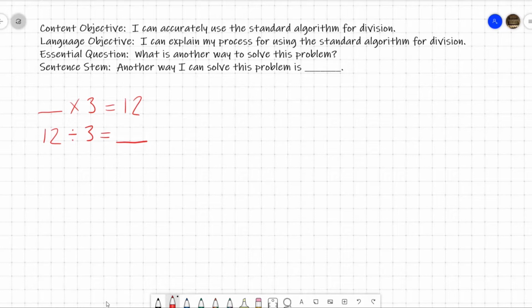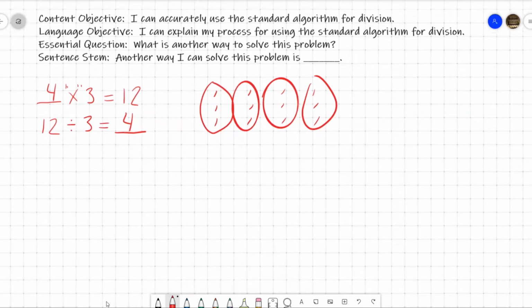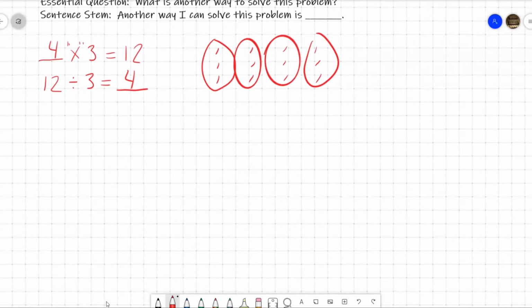So my 12 objects, I need to make groups of 3. So 1, 2, 3, there's one group of 3. 4, 5, 6, 7, 8, 9, 10, 11, 12. So I have 1, 2, 3, 4 groups of 3. And so my answer, of course, would then be 4, or 4 groups of 3 is 12. So I can look at division as the inverse or the opposite of multiplication. All right, so far we haven't seen anything new. But let's keep going, and let's just continue connecting what we already know to what we need to know.